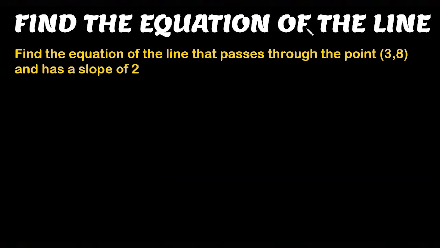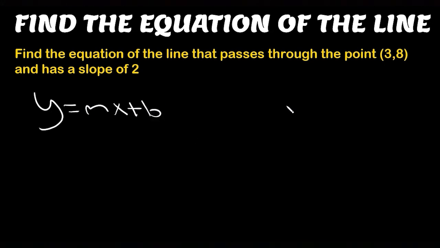Okay, so in this video, we're going to be talking about how to find the equation of the line, and that is when they give you a point and the slope of a line. Now, we're going to do this two different ways. The first way that we're going to do it, we're going to use slope-intercept form, which is y equals mx plus b. Okay, this is one way in which you can find the equation of the line if you're given a point and the slope.